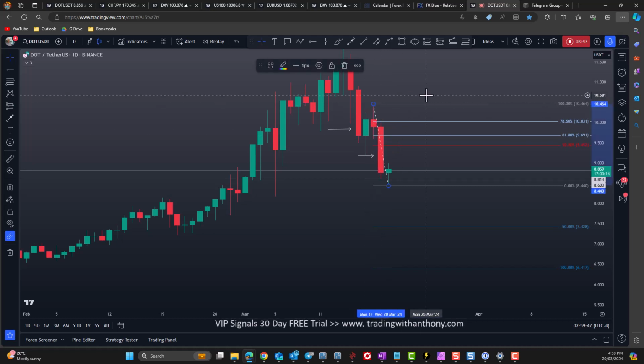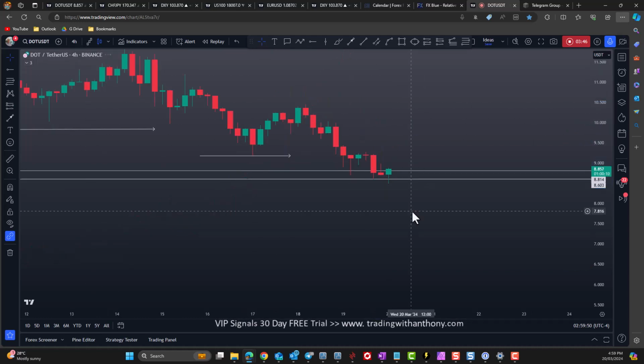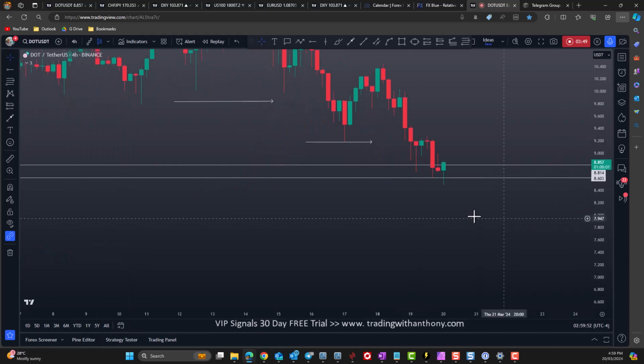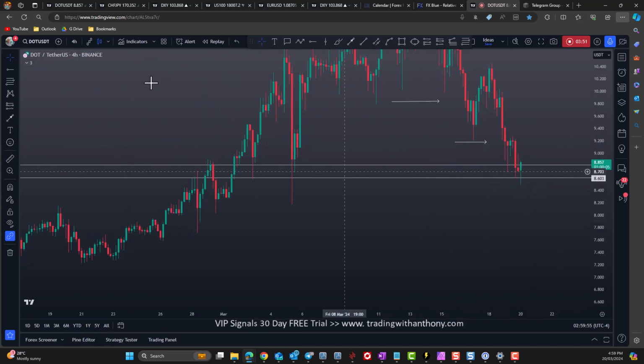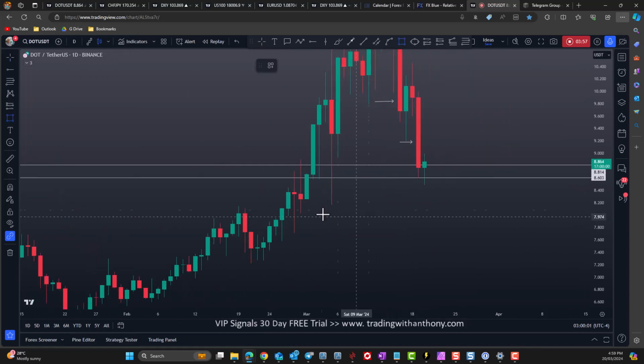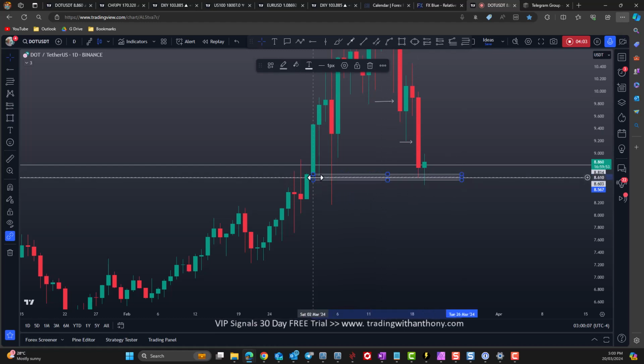So let's just go back down now to the 4H and consider the possibilities here. In fact, before we do, we need to actually mark up some targets on the daily. All right, so we've got liquidity under here, potentially. So it's taken out these buy stops prior to this run. Any buy stops resting under here.